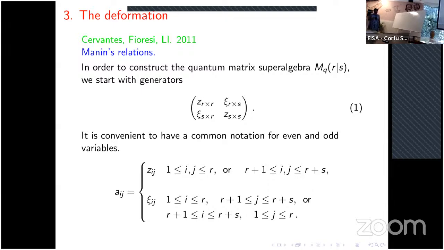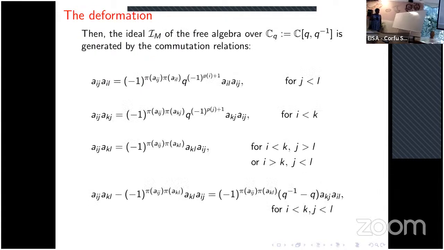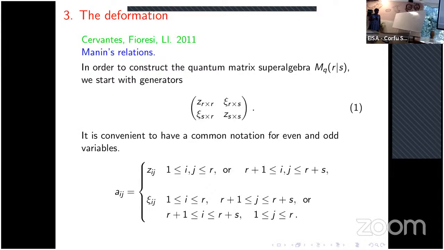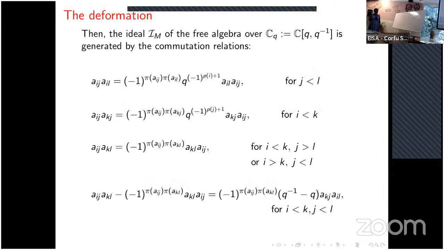These are even generators, and these two are odd generators. For me, it will be convenient to put them on an equal footing, and they will be even or odd depending on the subindices that I have here. These are the Manin relations. They look complicated, but only because minus signs appear due to the parities in the commutation relations.